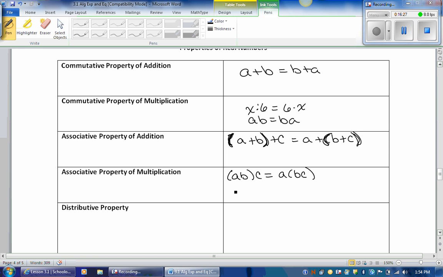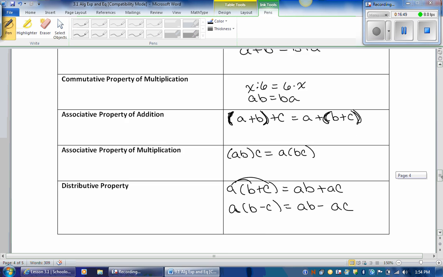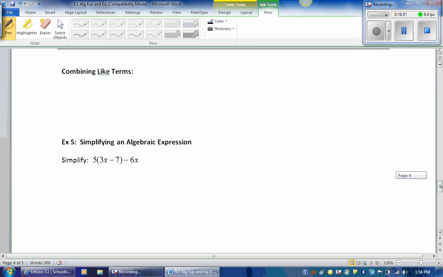And distributive property. If I had A(B plus C), that's going to be equal to AB plus AC, distributing. As well as A(B minus C), same thing here, AB minus AC. So again, these are review. You guys have been doing these forever. All right, so let's move on to some combining like terms.